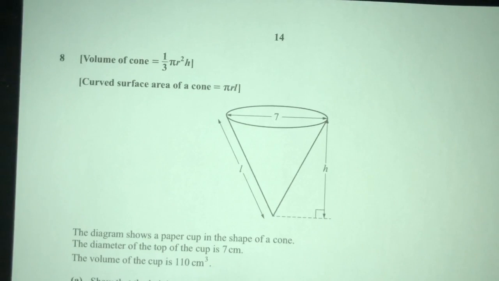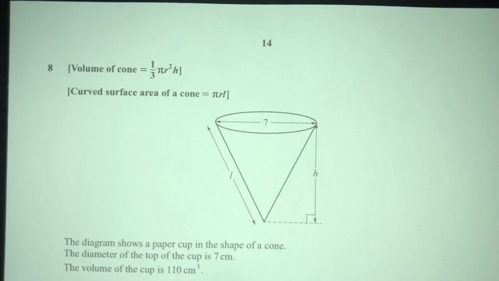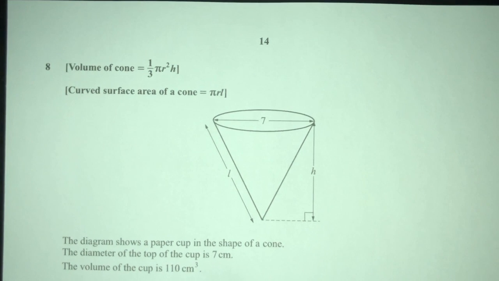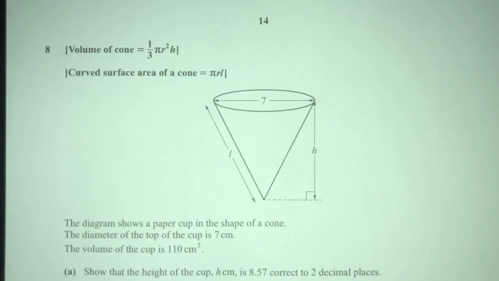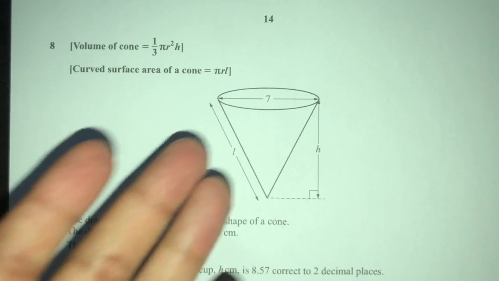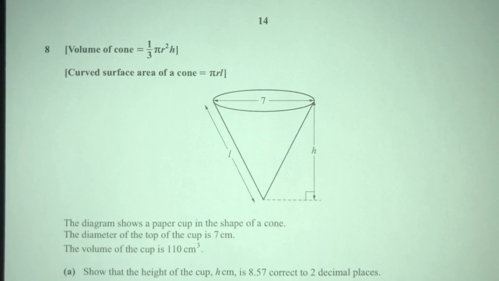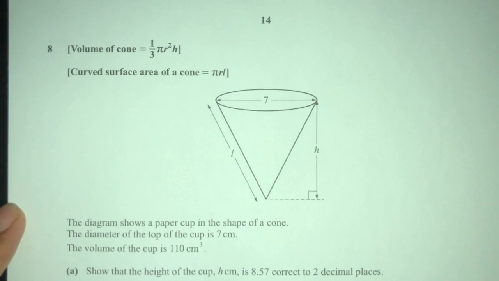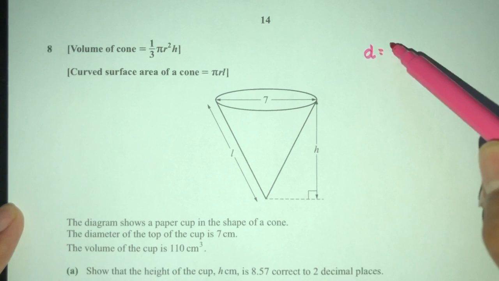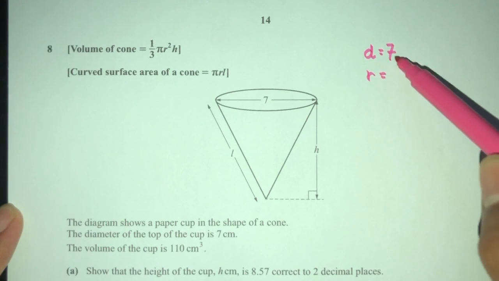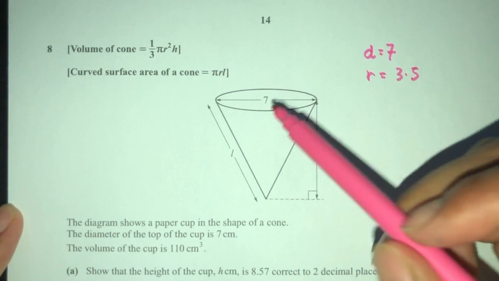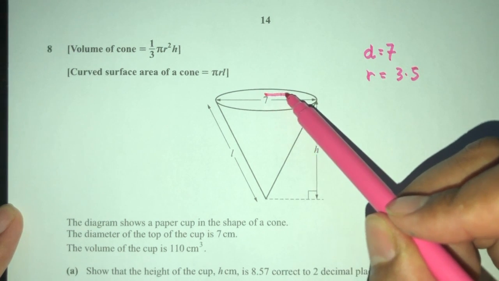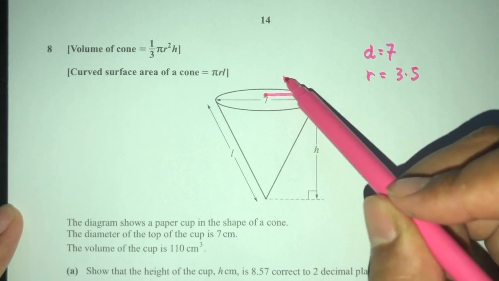So here we have the volume of a cone, 1/3 pi r square h, and the curved surface area of the cone, which is pi r L. Okay, cool. So the diagram shows a paper cup in the shape of a cone, right here. The diameter of the top is 7 centimeters. So from here we can realize that if diameter is 7, which means the radius has to be half, which is 3.5. So radius is this to this one, the radius.